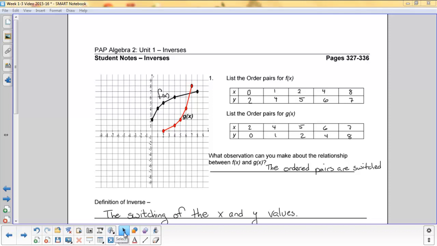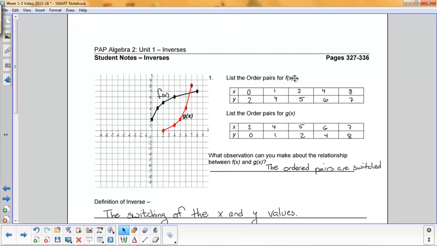Hi, welcome back. We are going to study inverses today, and we'll just start by taking a look at these two functions right here. Simple sets of ordered pairs which are graphed here.